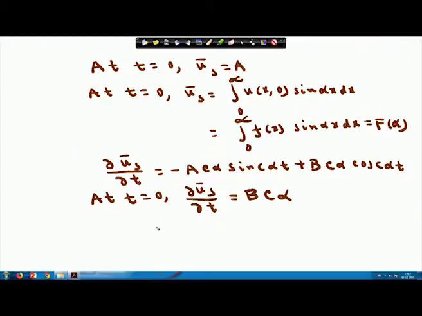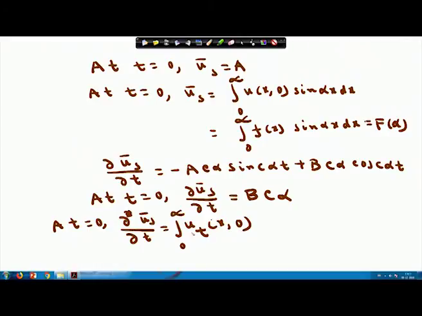And also I have to find out that at t equals 0, what happens here? What is del u bar s del t? This is equal to integral 0 to infinity, since u bar s is there, this is del u del t, therefore it will be u_t(x,0). Please note this one, because this is del u del t basically.